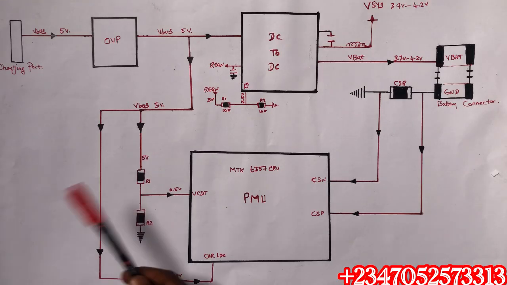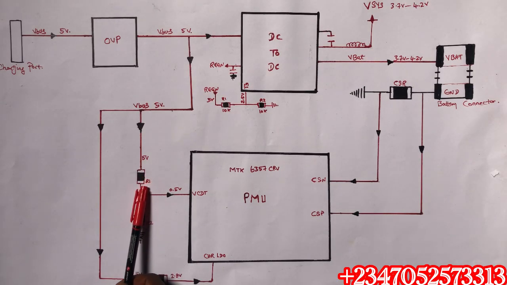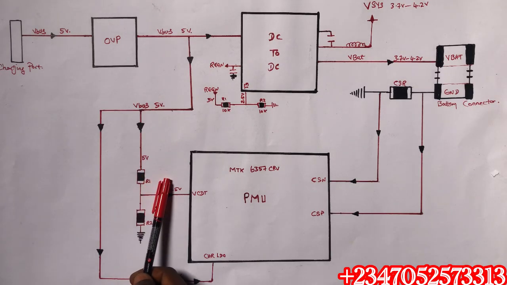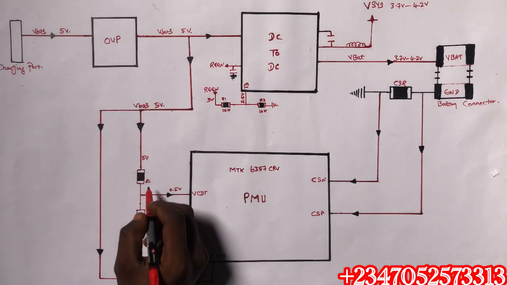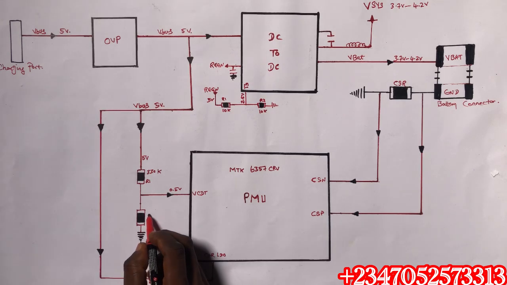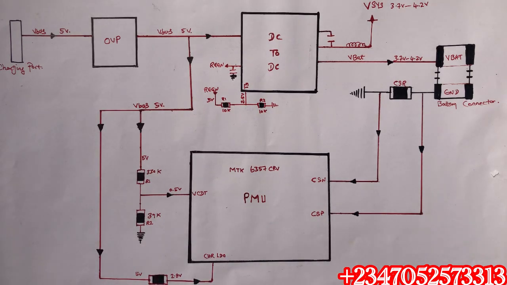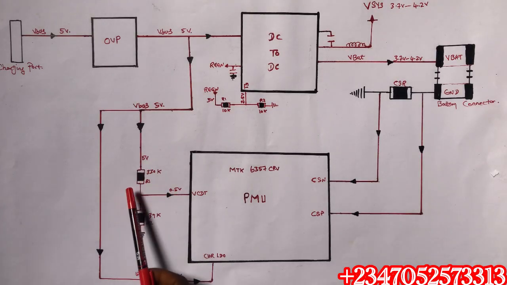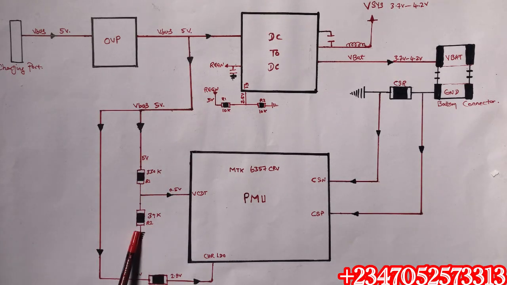Now this resistor usually carries 330k. This resistor, the value is 330k. Then this other one is 39k. Okay, let me just write it. 330k. This one is 39k. In this type of power IC, this R1 will carry a 330k resistor, and this other R2 will carry a 39k resistor.